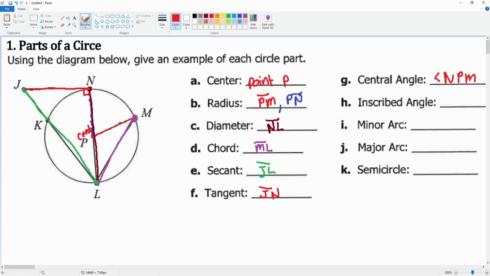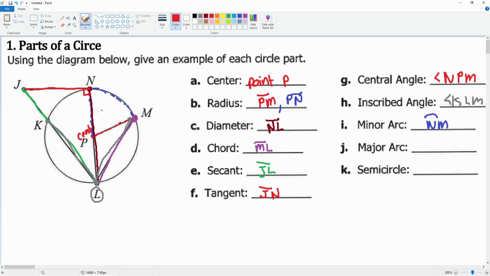An inscribed angle uses the other end. So we can use this end here. So we can say that is angle KLM. Right here, KLM uses one end. So that can be that angle. A minor arc is a small one, which is two letters. So that can be arc NM.